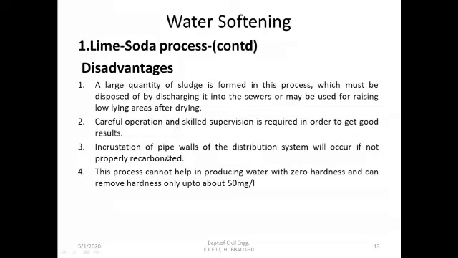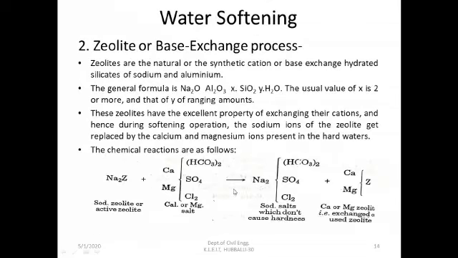An incrustation of pipe walls of the distribution system will also occur if not properly recarbonated. This has to be taken care of, otherwise it leads to several problems. This process cannot help in producing water with zero hardness. Because again we are recarbonating it, leading to the formation of insoluble bicarbonates, and hence zero hardness water cannot be obtained here, and it can remove the hardness only up to about 50 mg per liter.